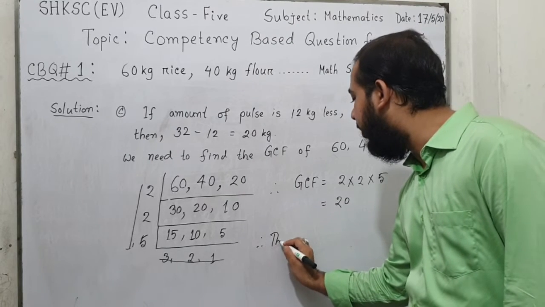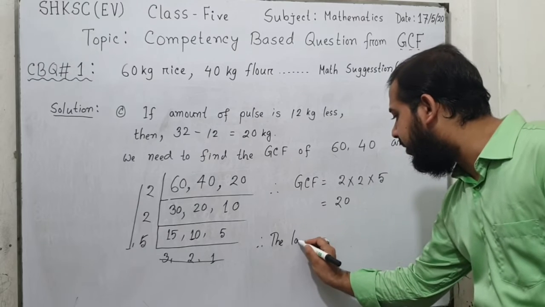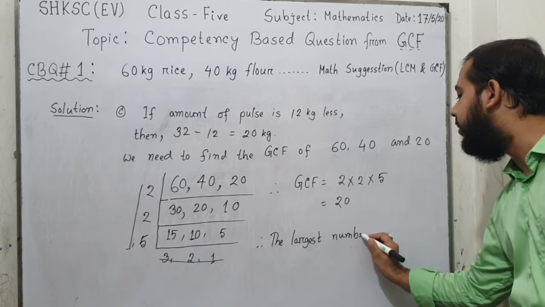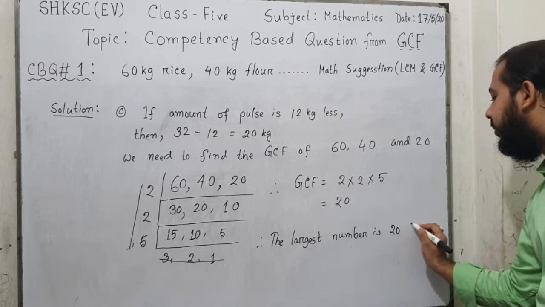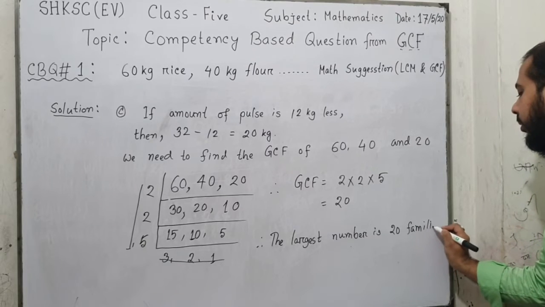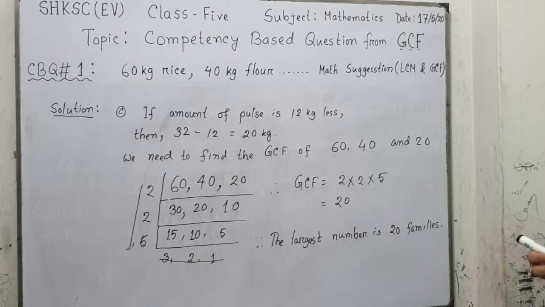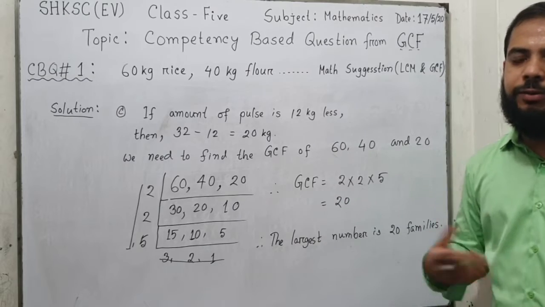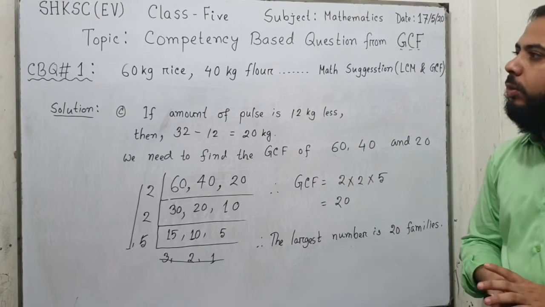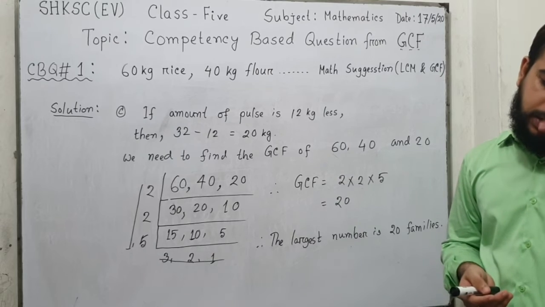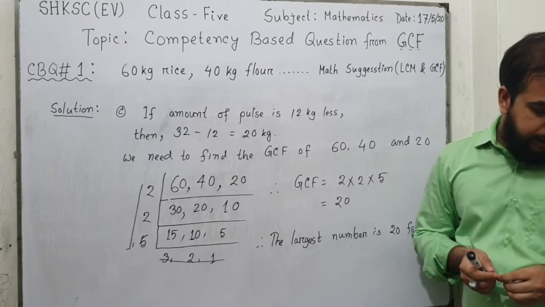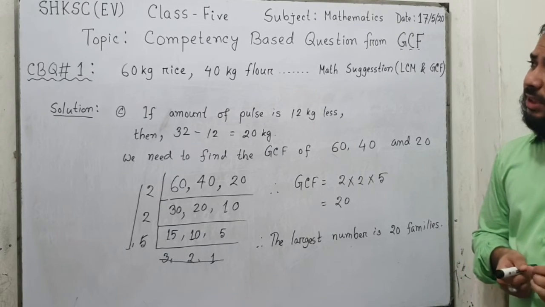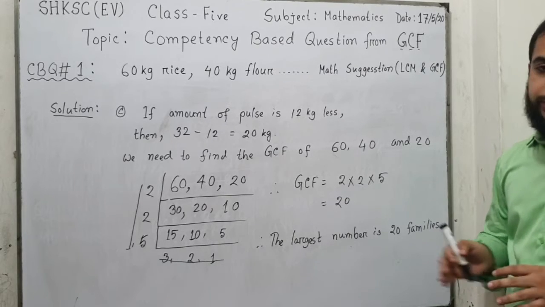So the largest number is 20 families. Okay, so I think if you practice GCF from the book at first and then you attempt the competency based questions, you can do much better. Now we will solve another problem from your suggestion, competency based question number 2.